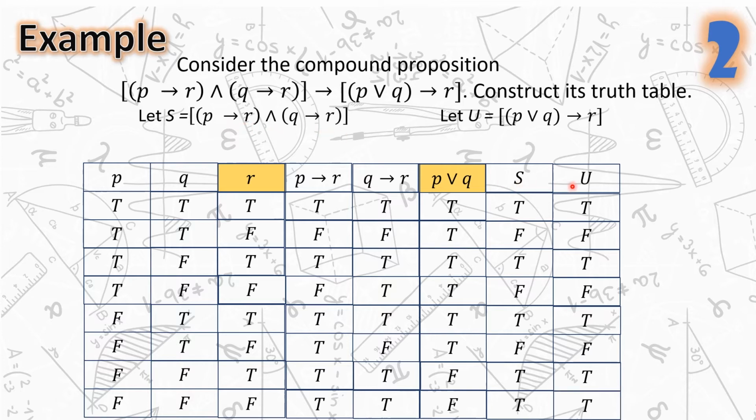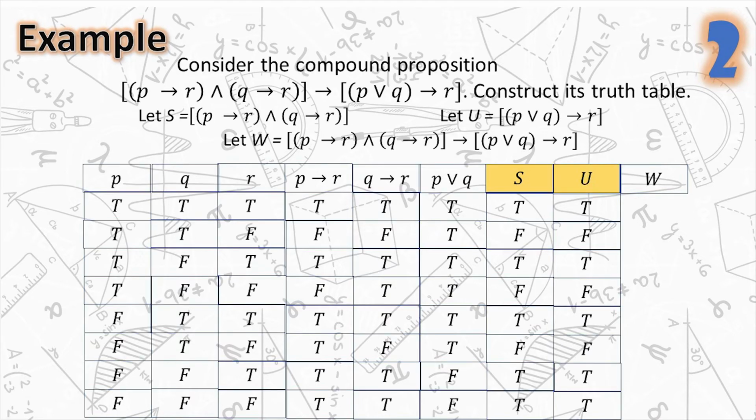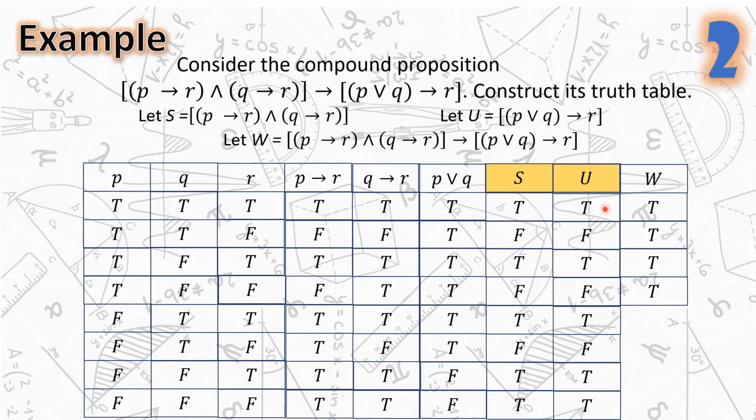Focus our attention at column S, that is the conjunction P implies R and Q implies R. Also column U, that is the implication P or Q implies R. So for our compound proposition to be false, S must be true and U must be false. So first we have true, true, true, true, true, true, true, true.